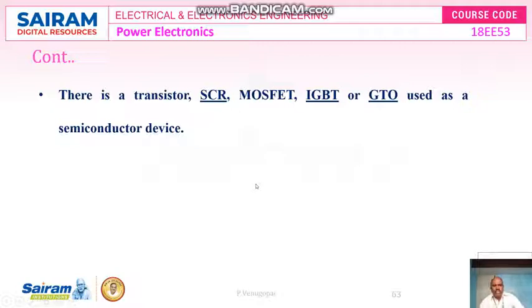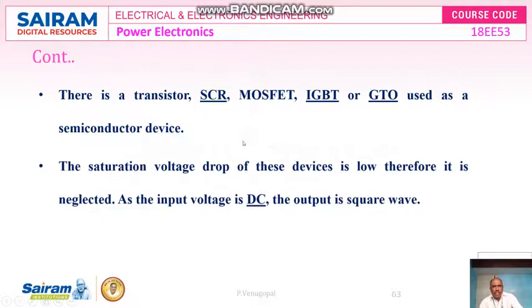And a transistor, SCR, MOSFET, IGBT or GTO is used as the semiconductor device, and the saturation voltage drop of these devices is low. Therefore, saturation voltage is neglected here, as the input is DC and the output is a square wave.